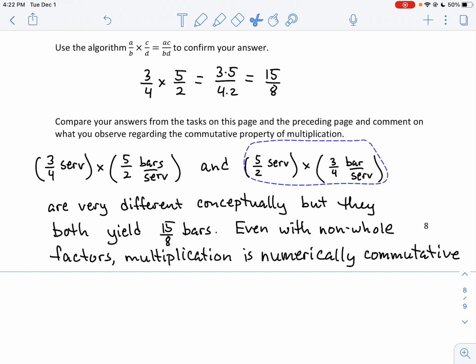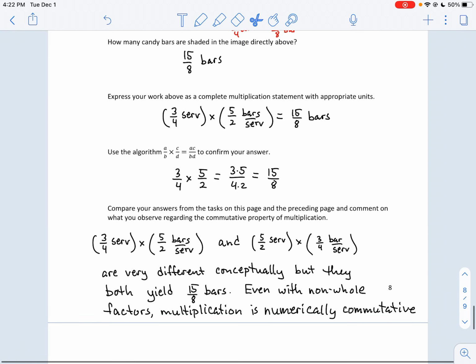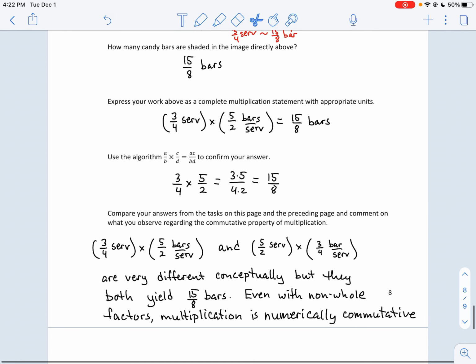So we're seeing here that even when you're working with non-whole factors, right, 3/4 and 5/2 are both not whole, that multiplication is still numerically commutative. Although I would argue it's not conceptually commutative, because the two scenarios are wildly different. I mean, they're just not at all similar conceptually. The serving sizes are not consistent. However, they both wind up yielding the same numerical amount, 15/8 bars.